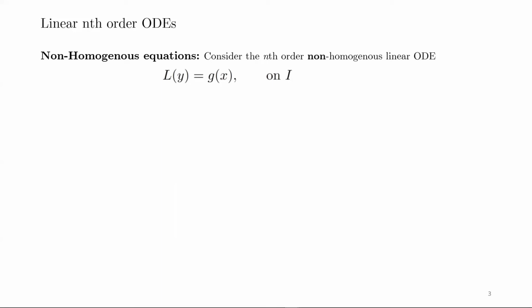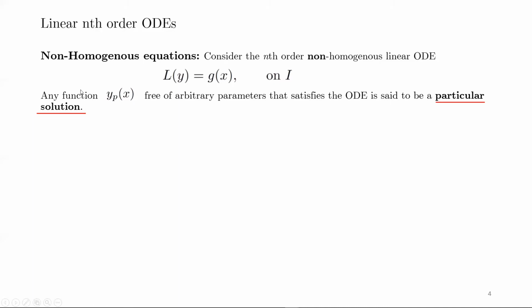Okay, so let's consider the nth order non-homogeneous linear ODE. Okay, so on the left hand side, if you recall, this is our linear differential operator, which essentially represents all the derivative terms and the linear term depending on y. So this is essentially our differential equation on the left hand side here. And on the right hand side is our term that has no y dependence. Okay, so again, if this g of x is 0, then this equation is homogeneous. If it's non-zero, then we have a non-homogeneous linear ODE.